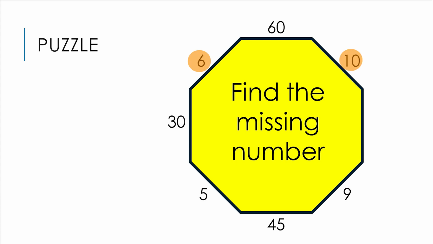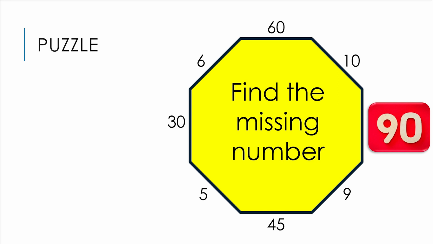Speaking of patterns, I see a pattern in this puzzle. 6 groups of 10 is 60. 6 groups of 5 is 30. 5 groups of 9 is 45. So that makes me think the answer will follow the pattern. 10 groups of 9 is 90.